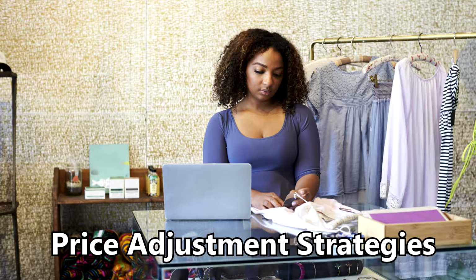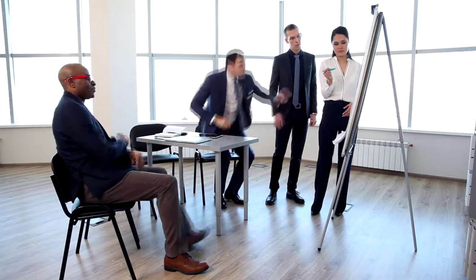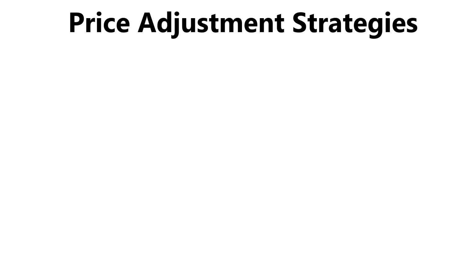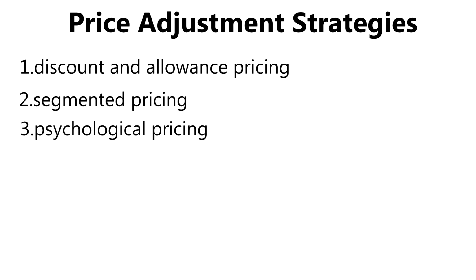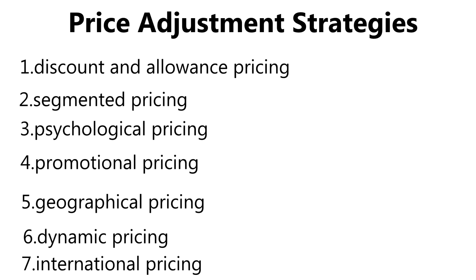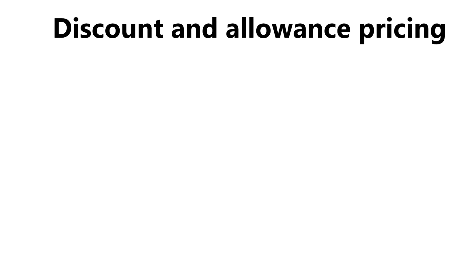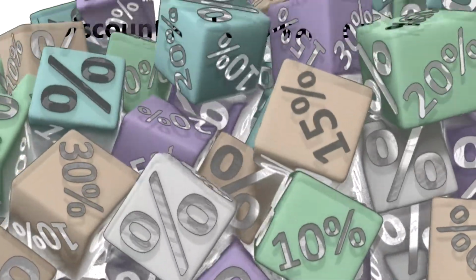Price adjustment strategies. Sometimes companies also adjust their basic price in response to customer differences and changing situations. The 7 price adjustment strategies are discount and allowance pricing, segmented pricing, psychological pricing, promotional pricing, geographical pricing, dynamic pricing, and international pricing.